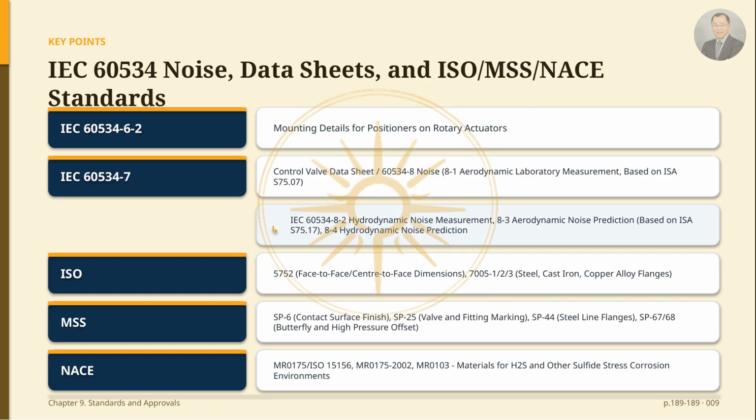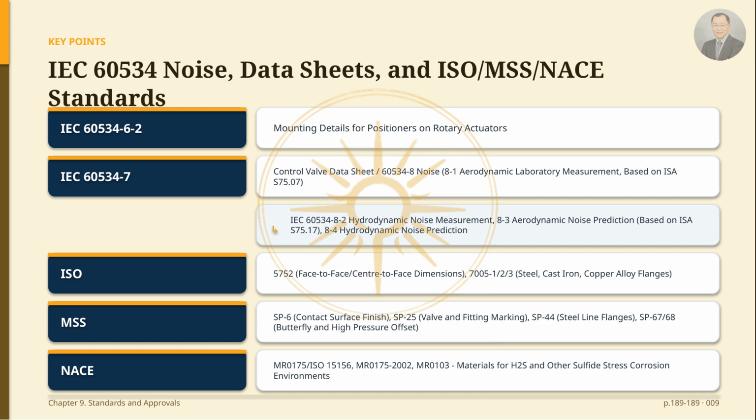I'd like to introduce the remaining items of the IEC 60534 series and other international standards. 60534-6-2 specifies the details for mounting positioners on rotary actuators, and 60534-7 defines the control valve datasheet. The 60534-8 series dealing with noise is divided into 4 parts. 8-1 covers laboratory measurement of aerodynamic noise based on ISA 75.07, 8-2 covers hydrodynamic noise measurement, 8-3 covers aerodynamic noise prediction based on ISA 75.17, and 8-4 covers hydrodynamic noise prediction.